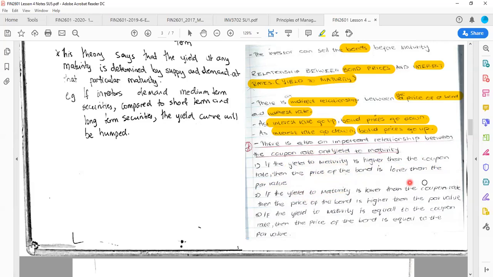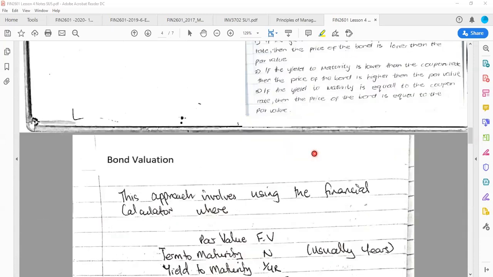Okay. And then secondly, if the yield to maturity, meaning the interest rate in the market associated with the bond, is lower than the coupon rate, then the price of the bond will be higher than the par value, right? And lastly, if the yield to maturity on the bond is equal to the coupon rate, then the price of the bond will be equal to the par value. So this is an important relationship that's sometimes asked in the exam. So you need to know the relationship between the coupon rate and the yield to maturity and how that affects the price of the bond and the par value. Okay, so it's an important relationship. Please make sure you understand this.